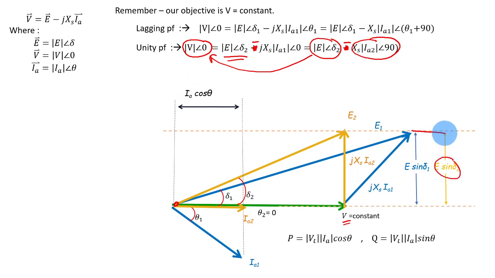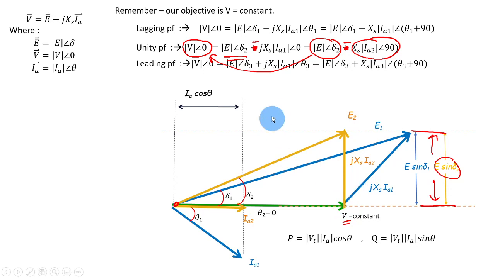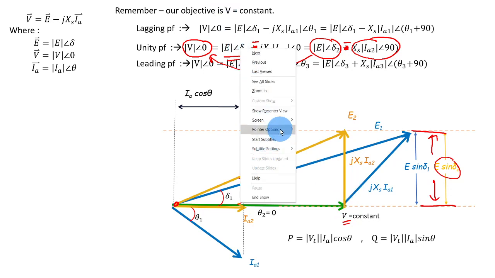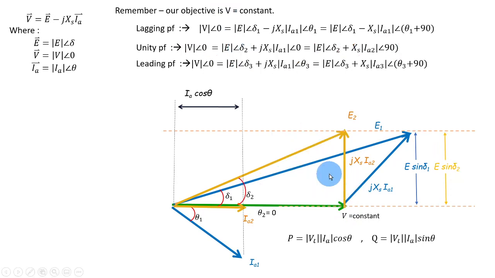As you can see, this E2 has the same value, right? So it also has the same distance here. Okay, that is the requirement. If not, if E sine delta here has a different value, then you will not be able to maintain the terminal voltage. Okay, and then finally, let's take a look when you have a leading power factor.